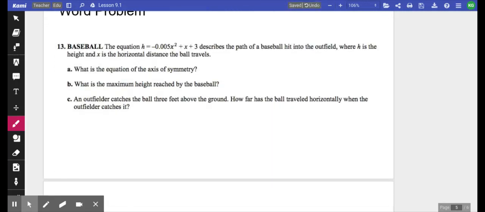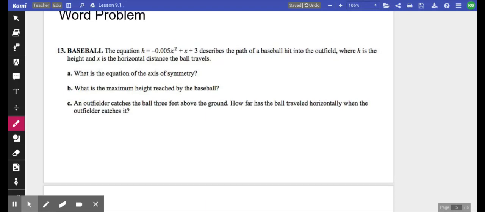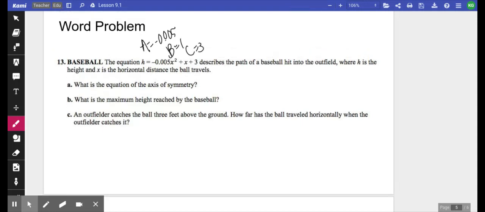The equation h equals negative 0.005 x squared plus x plus 3 describes the path of a baseball hit into the outfield. H is the height, and x is the horizontal distance the ball travels. What is the equation of the axis of symmetry? So in this case, a is negative 0.005, b is 1, c is 3. So for my axis of symmetry, I do the opposite of b over 2 times a, which gives me negative 1 divided by open 2 times negative 0.005. That gives 100.